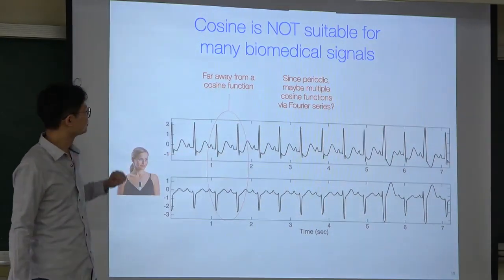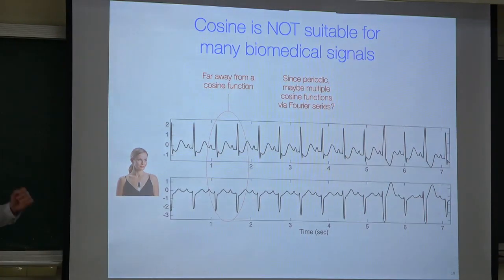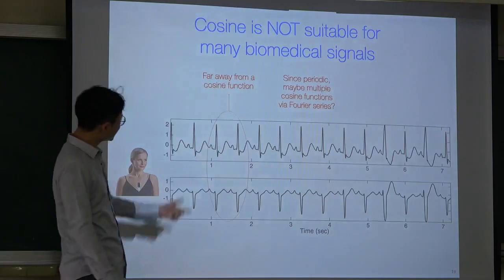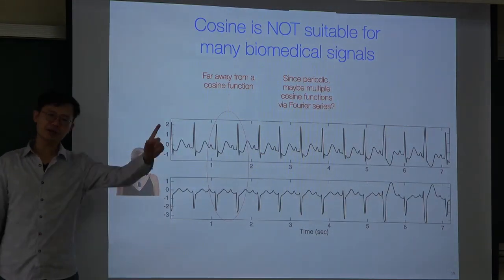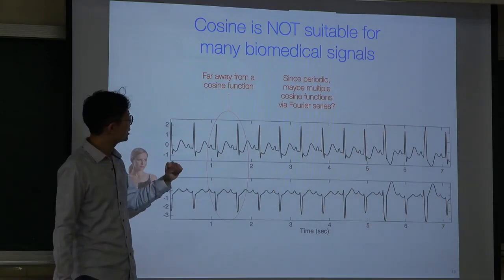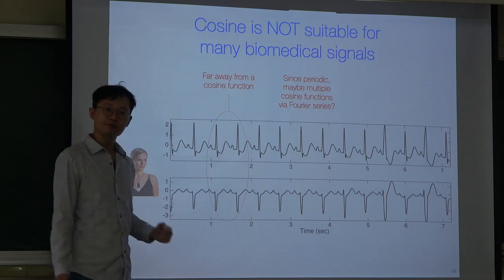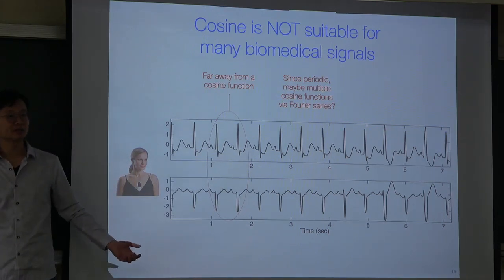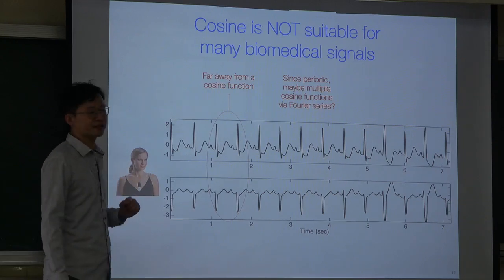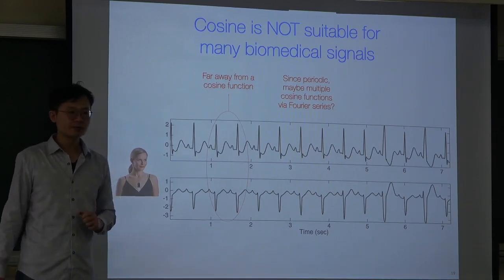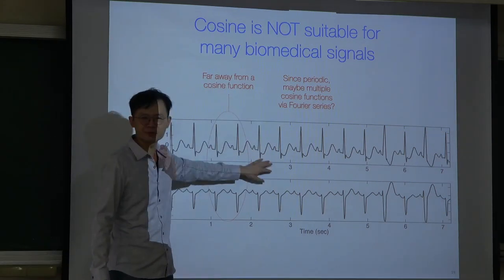It's far from cosine. But then you can say, well, I don't agree with you. Although this is not cosine, it is periodic. So actually it can be written as a summation of multiple cosine functions via Fourier series, isn't it? Why don't we do it? Here comes an interesting question: then what is the right model? Yes, you're right. You can use a Fourier series to rewrite this.